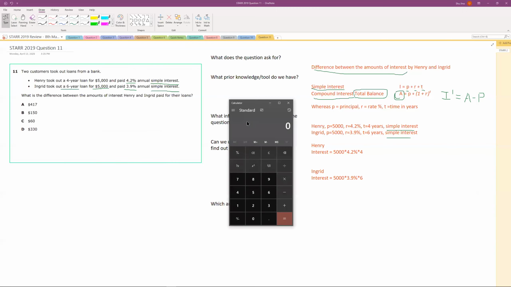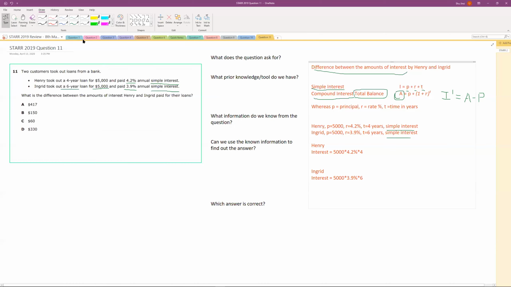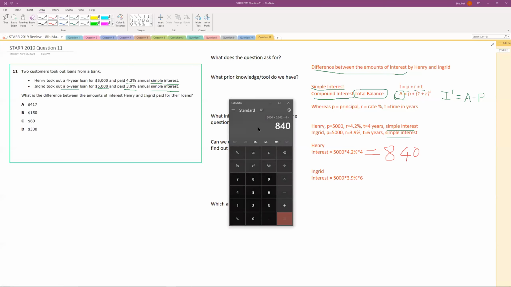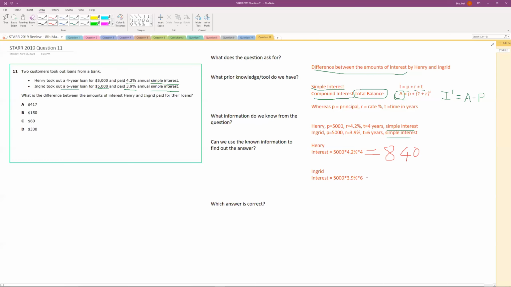For Henry, it's 5,000 times 4.2%, then times 4. That gave us 840. And with Ingrid, the interest will be 5,000 times 3.9% and times 6. And it's going to be 1,170.